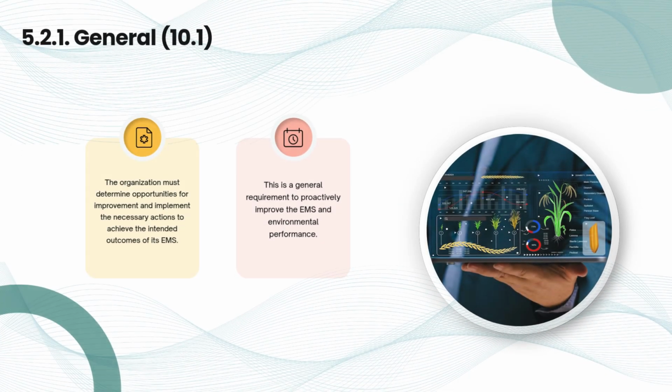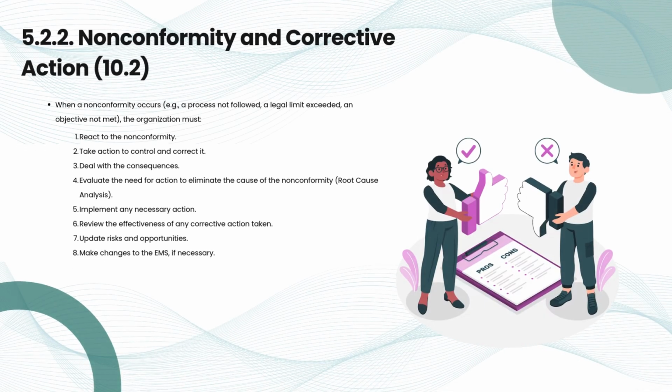Clause 10.1, General, is a straightforward directive. Your organization must determine opportunities for improvement and then actually implement the actions needed to achieve the intended outcomes of your EMS. This is a general requirement to be proactive about improving both your EMS and your environmental performance. Clause 10.2 deals with nonconformity and corrective action.